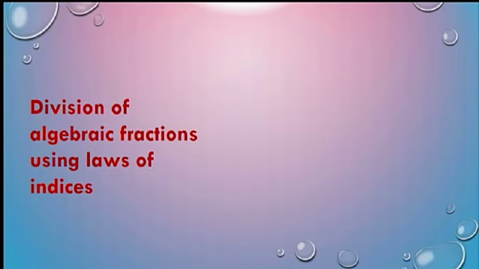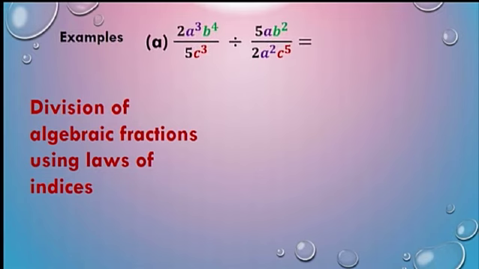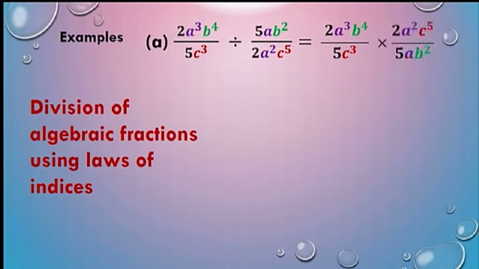Now we are going to use laws of indices to perform division of algebraic fractions. The first example, 2a power 3 b power 4 over 5c cubed divided by 5ab squared over 2a squared c power 5. The first step is to change the division into multiplication by taking the reciprocal of the second fraction. So here we are left with multiplication of two algebraic fractions.